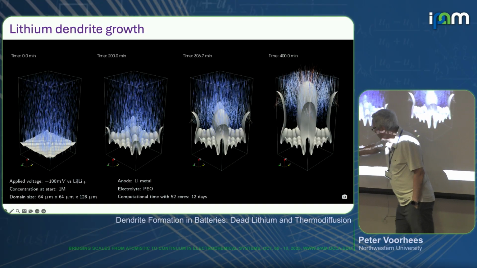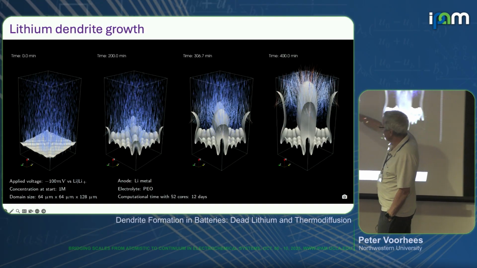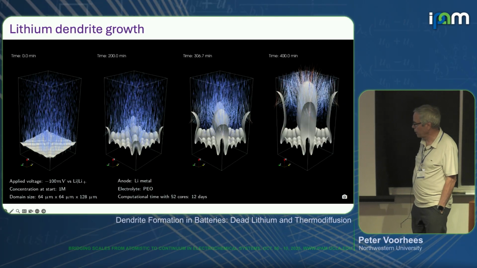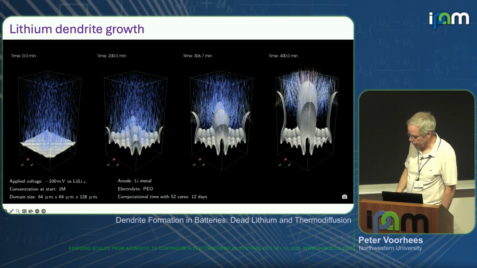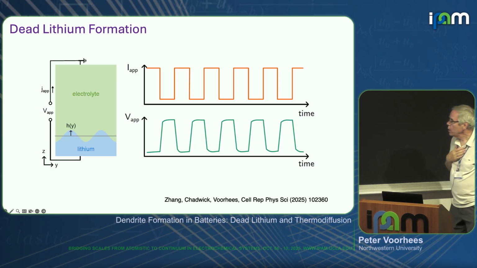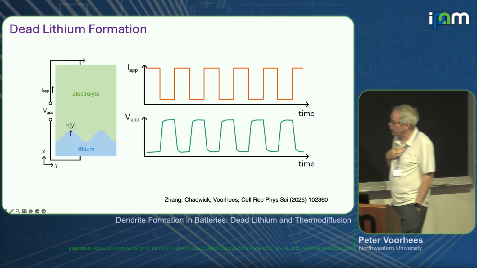The domain size is about 128 microns this way, and about 64 on the other side. And it's a parallel code. It took 12 days over 52 cores, which is a pretty small calculation. So what about dead lithium formation, and how does that work?